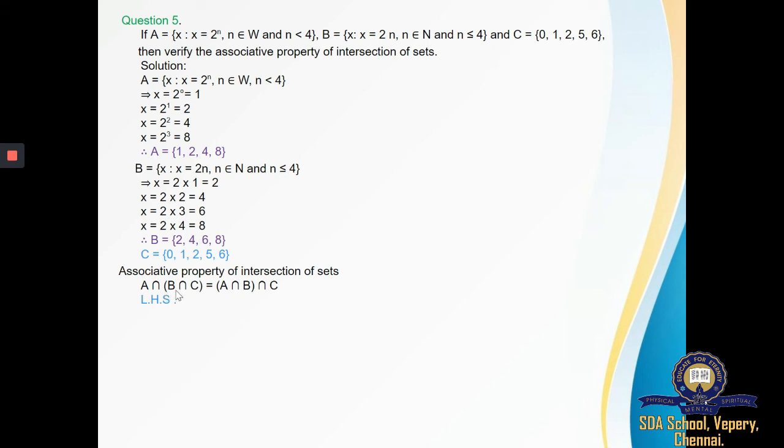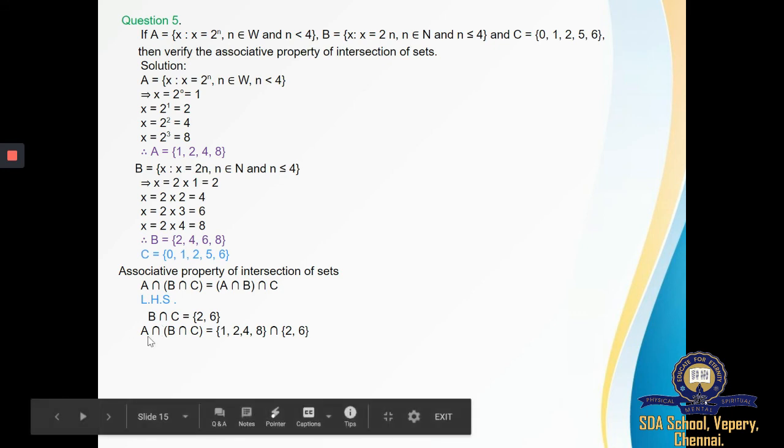So LHS, what do we have? We have to first solve the one which is there in the bracket. What is there in the bracket? B intersection C is there in the bracket, right? So let us first find B intersection C. What do we get? If you do the intersection of them, you get two elements which are common, that is 2 and 6. Then you have to also find the intersection of this with A.